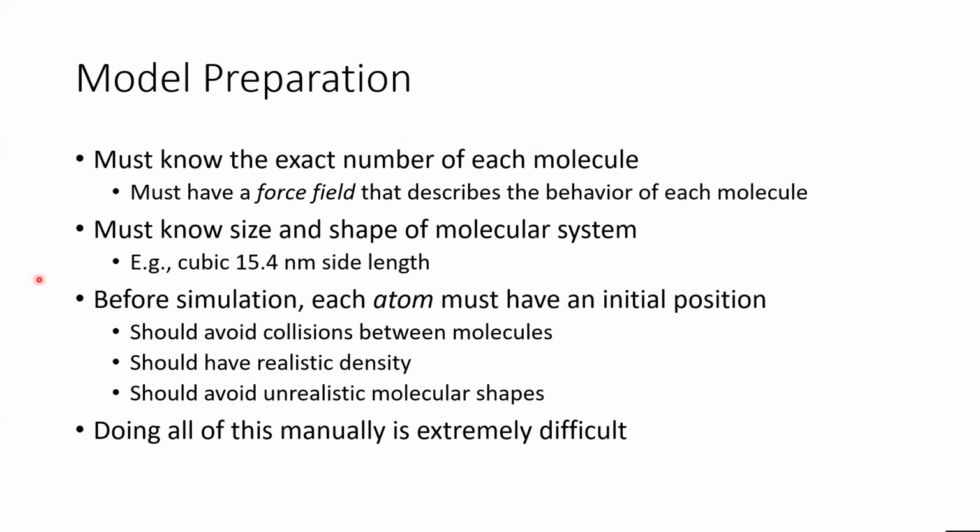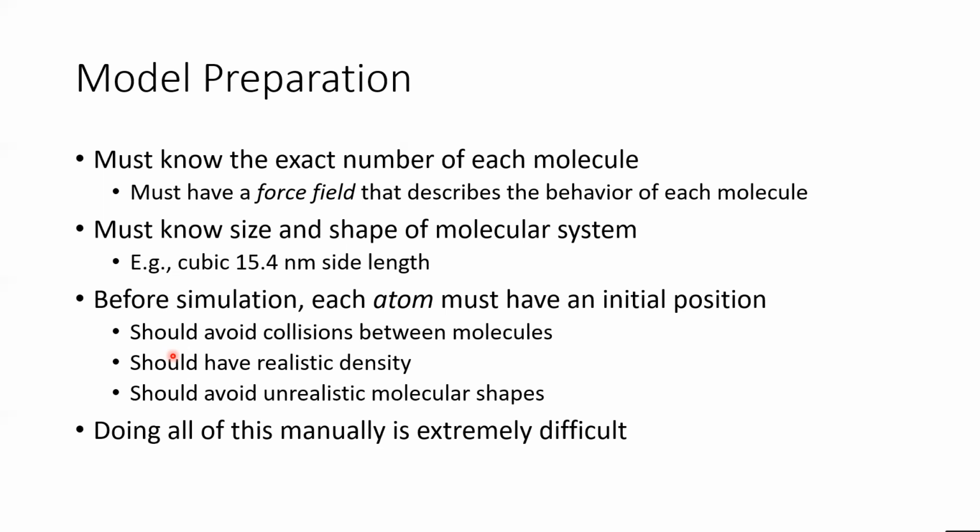So you also need to know the number and type of each molecule. You need to know how big the molecular system is that you're trying to model. So the one that I showed in the video is 15.4 nanometers in terms of its cubic side length. And as I said, each atom needs to have an initial position. And that position can't just be totally random. One, it has to have each molecule taking a shape that it would normally take.